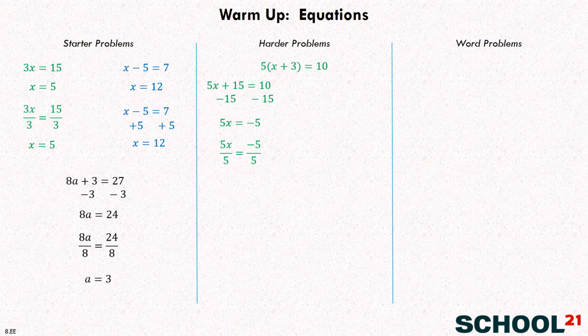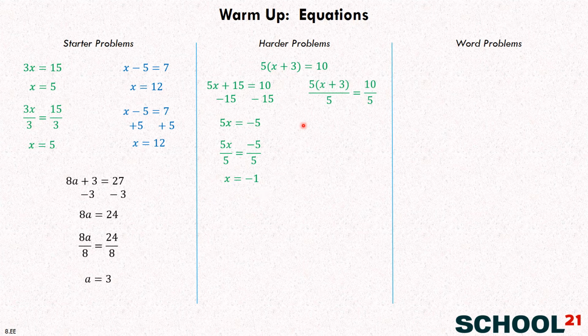And the 5 divided by 5 on the left-hand side will leave just? 1, so x. Yep, so just x. And then negative 5 divided by 5 is? Negative 1. So our answer here, using the steps that we chose here, is x equals negative 1.